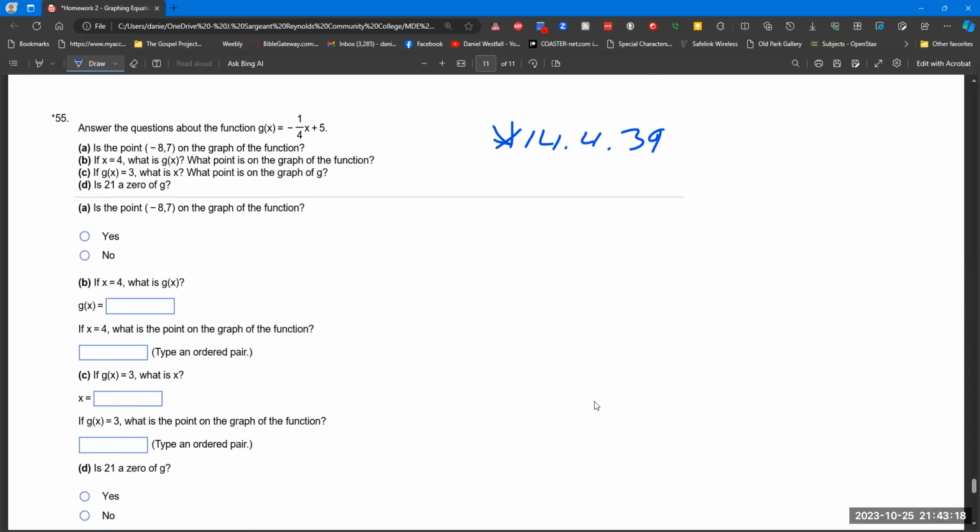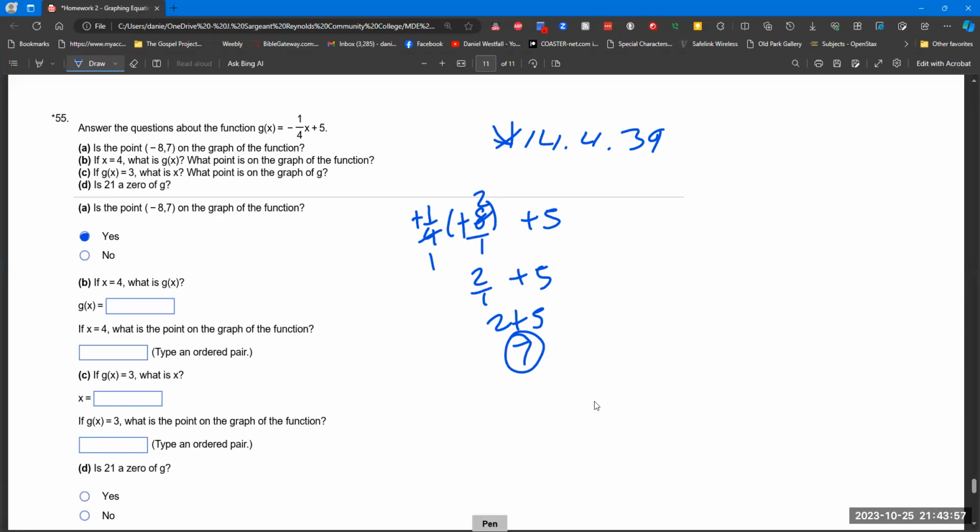Now we have this function g of x is -1/4 x plus 5. We want to know, is the point -8, 7 on the graph? So we're going to stick in -8 for x. 2 plus 5 is 7. So yes, the point is on the graph. Let me show you that work. A negative times a negative is a positive. 4 goes into 8 2 times. 2 over 1 plus 5 is 2 plus 5, 7. That is the y coordinate there.